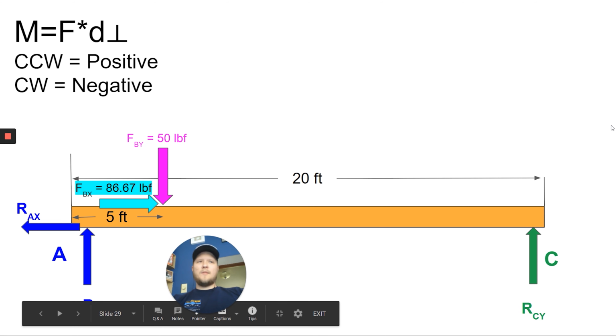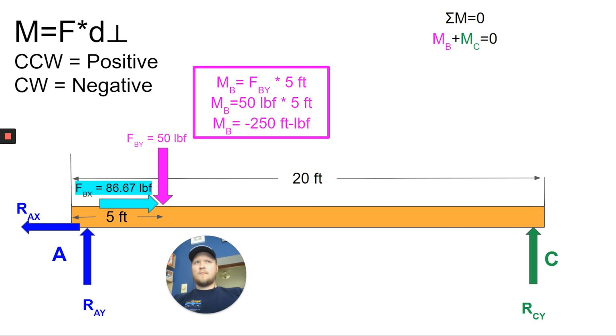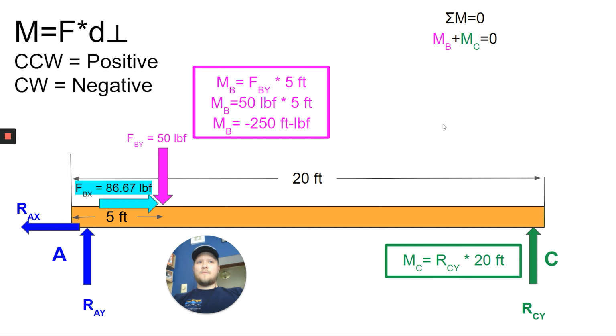So, sum of the moments. My pin was at point A, so we're going to do moment of B plus the moment of C has to equal 0. Moment of B is equal to the force at B times the distance between B and A. So that's 50 pounds of force times 5 feet equals 250 foot-pounds. And it is going to spin in a clockwise direction, so it is negative. In RCY, we don't know our force, so we know that the moment at C is just RCY times 20 feet.